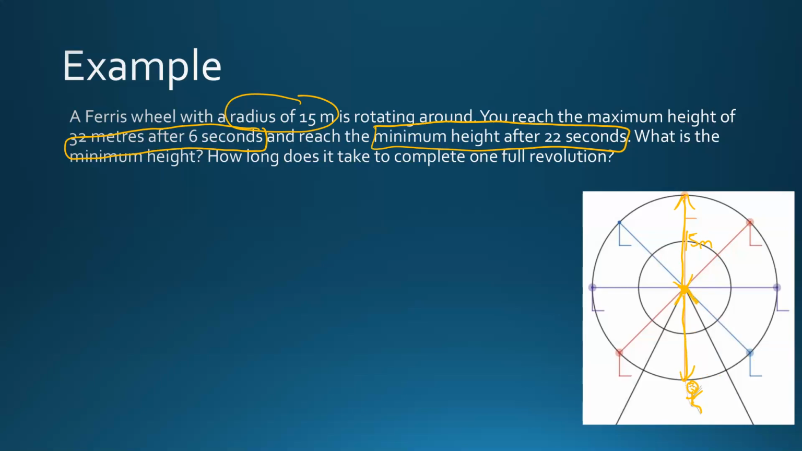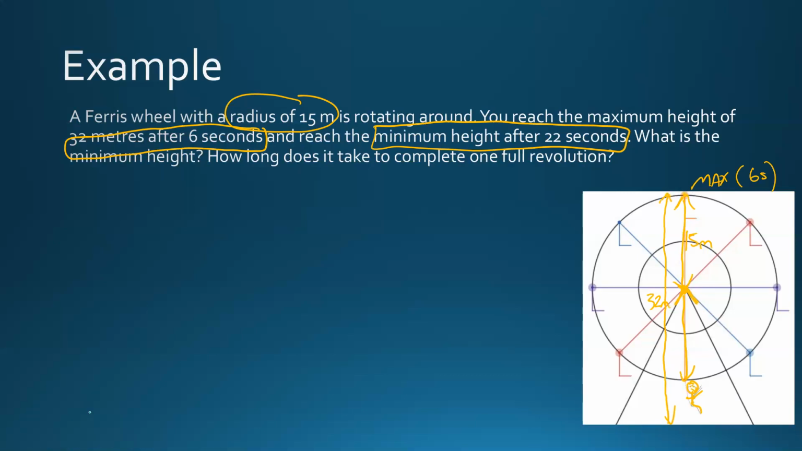So first thing I realized is that my maximum height is 32 meters, so I'm going to write down max height, or just max. I know that I'm going to reach this at 6 seconds. So I'm going to label everything I know. And I know that the maximum height here is 32 meters. So that means that the distance from the ground all the way up is a total of 32 meters. So what I'm going to do is use all this information to help me identify what the minimum height is.